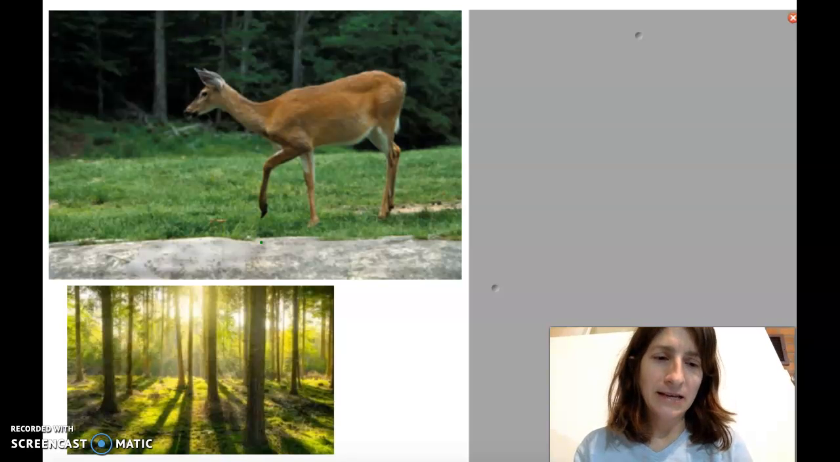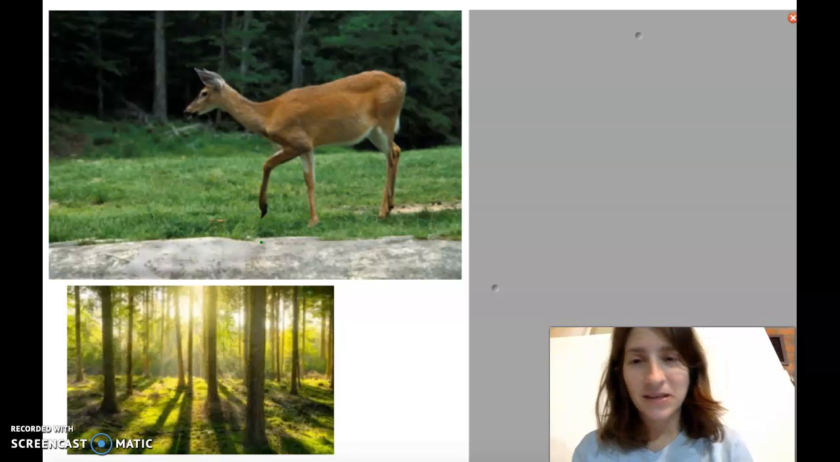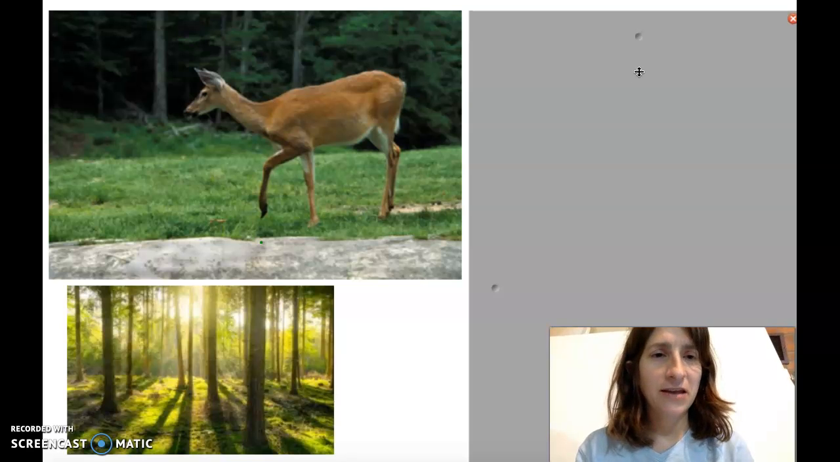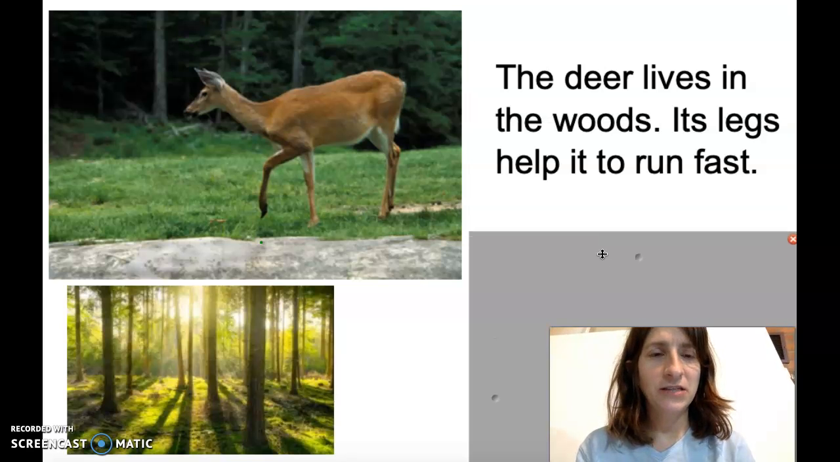What animal is this? This is a deer. And where does that deer live? Take a look at the bottom picture for some clues. I see some tall trees. I see some grass on the ground. A little bit of sunlight streaming in. That's right. This deer lives in the woods. We can also refer to it as the forest.